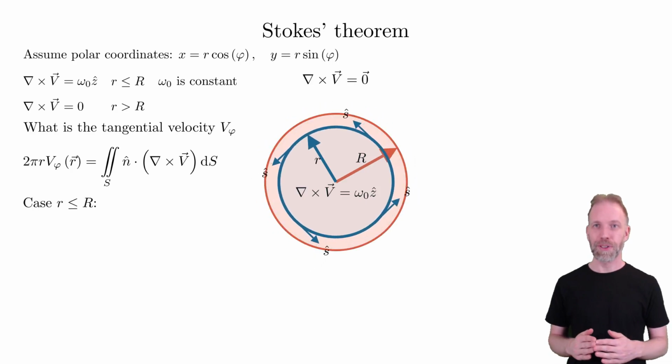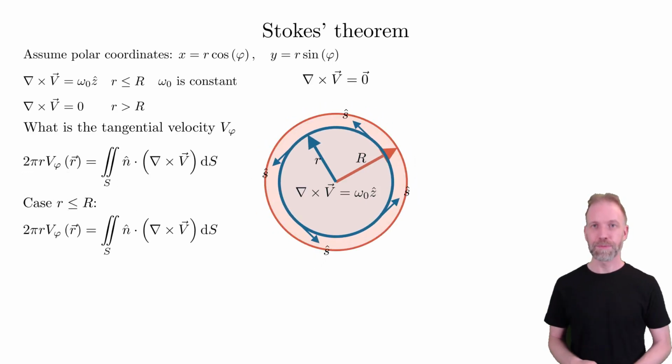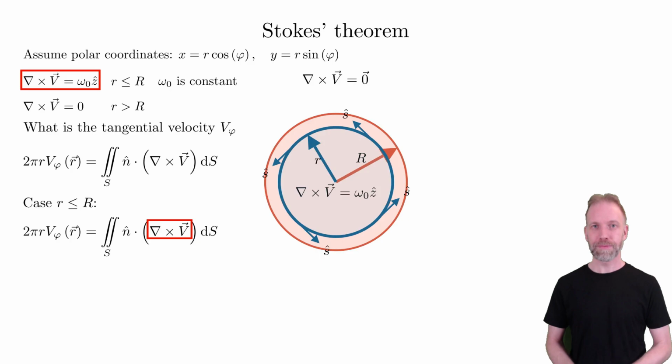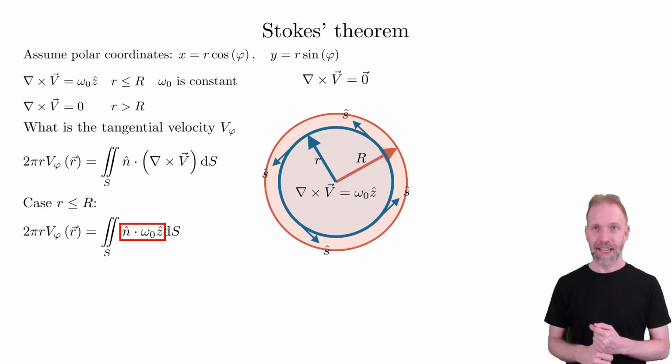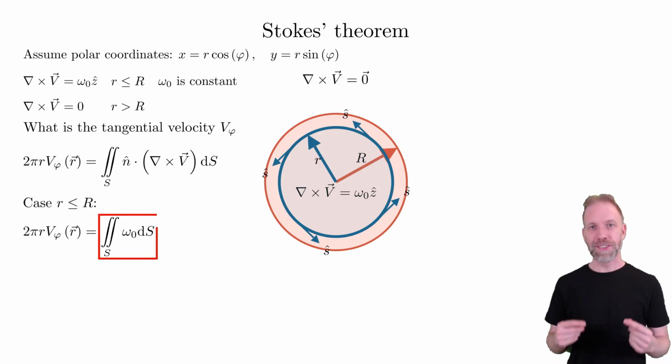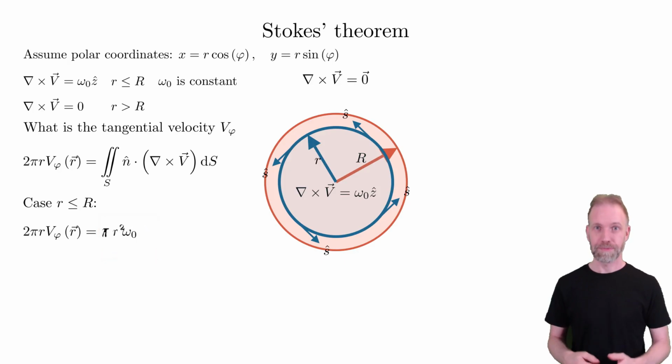Start with the case where r is smaller than the curl region for the surface integral. The curl is the constant omega 0. N hat for the surface is z hat, and the dot product is just 1. We are integrating a constant over the surface, hence multiply with the area of the surface, pi r squared. Divide by 2 pi r, and we get our expression for the tangential velocity.